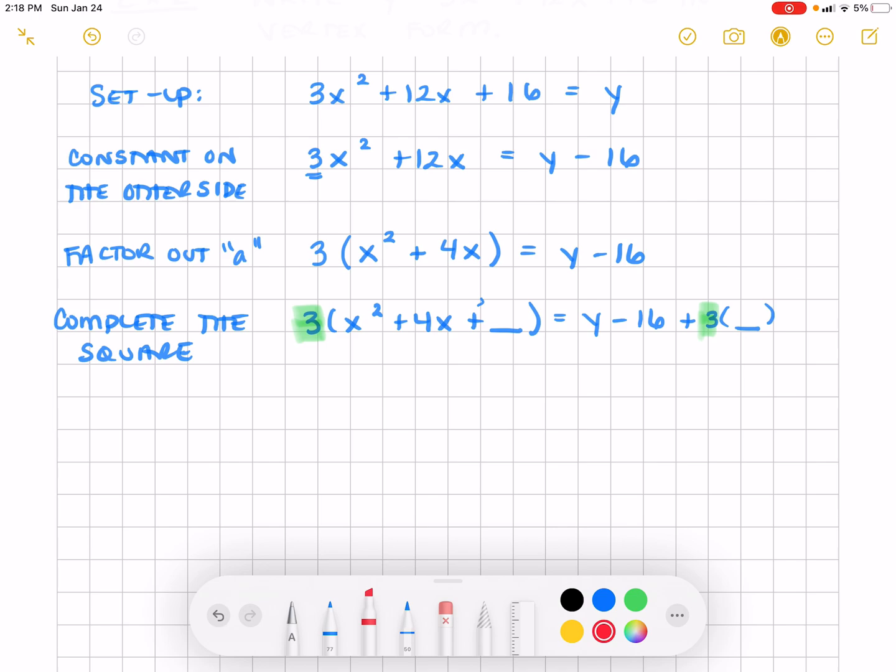So again, how do we get that middle term? We are going to take half the middle term and you're going to square it. So half of 4 is 2, and when we square that, we're going to add 4 to both sides.